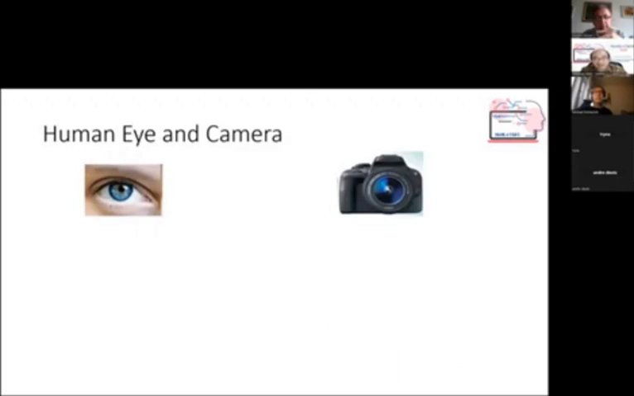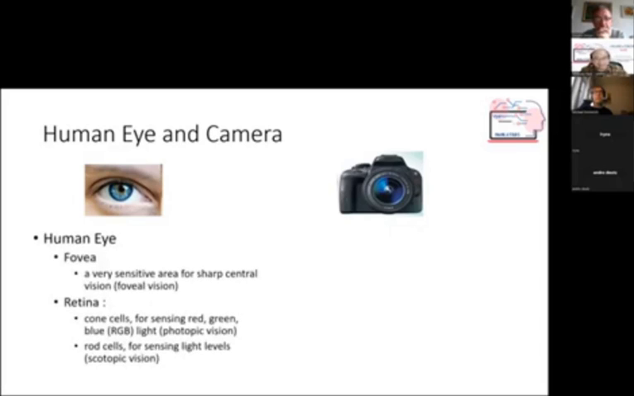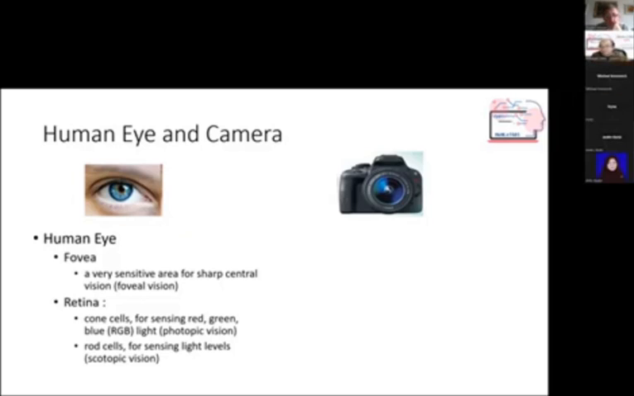Digital cameras and human eyes fulfill largely the same function. Images come in through a lens and are focused onto a light-sensitive surface, which converts them into electrical impulses that can be processed by the brain or a computer respectively. There are some differences, however. The human eye has the fovea, a very sensitive area in the center of the field of vision. It is responsible for sharp central vision, also called foveal vision, which is necessary for humans for activities for which visual detail is of primary importance, such as reading and driving.